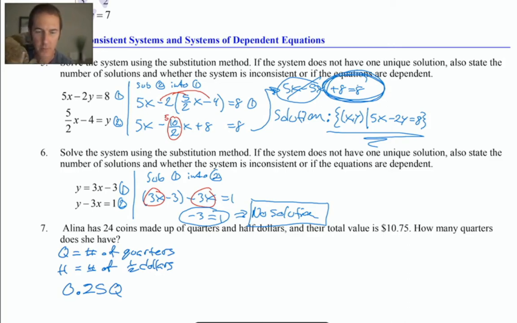25 cents times the number of quarters. So if she had 5 quarters, she'd have $1.25 or 1.25. And then we're going to add to that a value of 50 cents times the number of half dollars she has. And this is going to equal her total amount of money, which we know is $10.75.